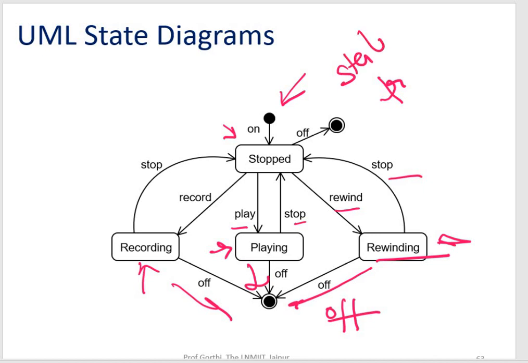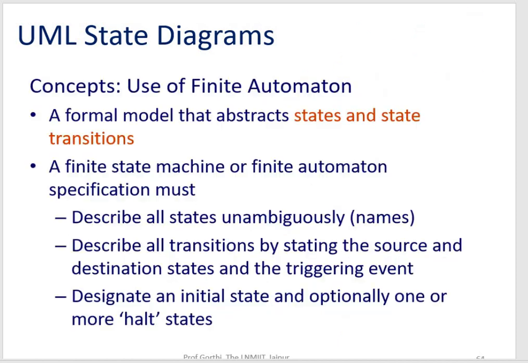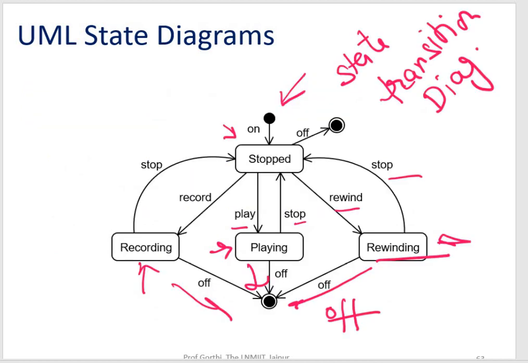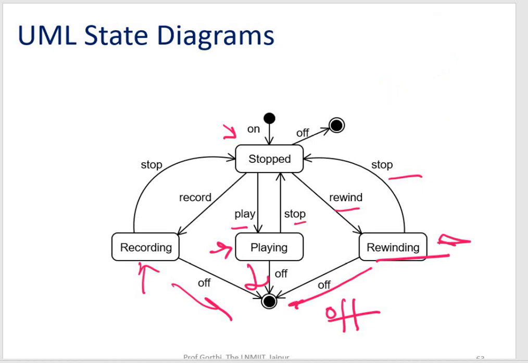So we go for on. Then it is stopped. I can go ahead with record, so recording starts. Once again I can stop it. I can go ahead with playing; there also I can play and stop. I can go ahead with rewind; there also I can rewind or I can stop. And all these things take to the final off. So this is just a state transition diagram.